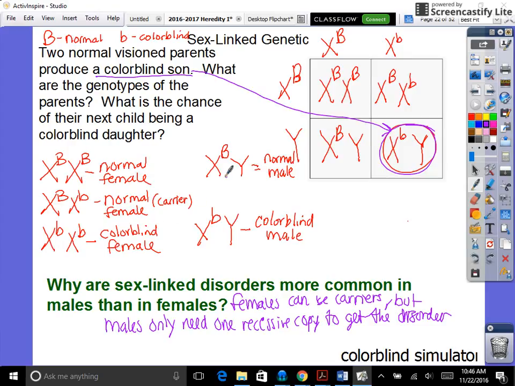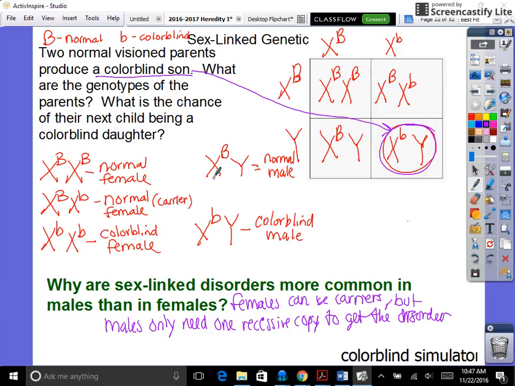If you take a look at this individual, there's an X and a Y, so you know that's a male. Take note that only the X has the actual allele, because this is a gene on the X chromosome, not the Y. So there is no superscript on this Y chromosome. The dominant allele would mean it's a normal male, and the colorblind male is going to have the recessive allele. There's a difference here: men can't be carriers. They either have the disorder, or they don't.